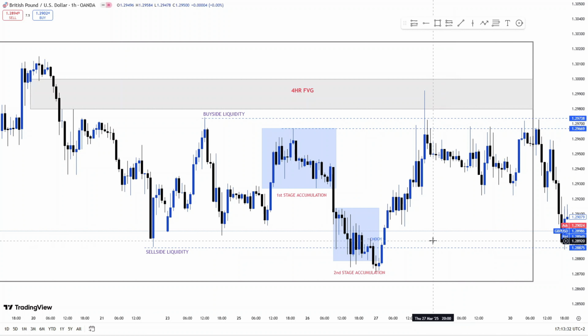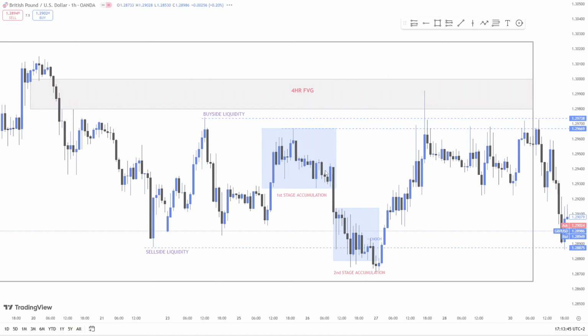So this is the higher time frame, by the way. This is how the market maker model pattern looks in the higher time frame. We're just gonna go down to the lower time frame for entries. So right now, I'm just gonna head down to the 15-minute time frame.